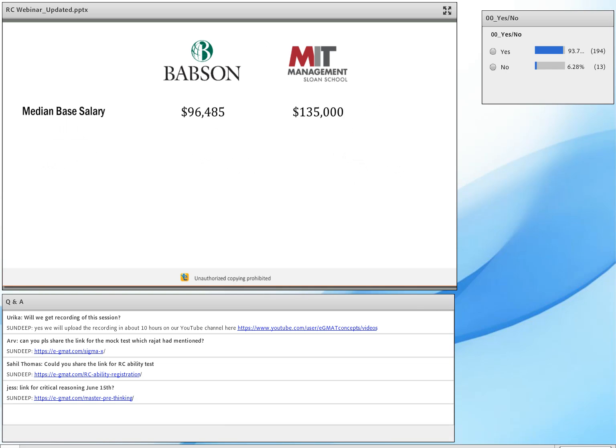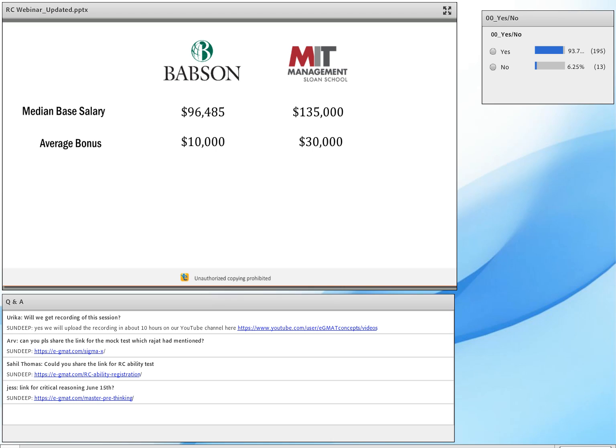And what I'm going to do over here is compare two schools. One is Babson, the second one is MIT. Both these schools are based in Boston, about 20 miles away. Arguably, students graduating from these schools actually have access to a similar set of opportunities. And when you think about the base salary, the median salary that students get who graduate from these schools, what you see is a delta of about $40,000 despite having access to similar opportunities.